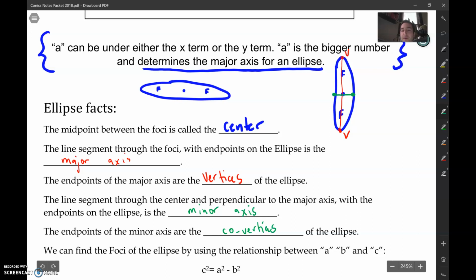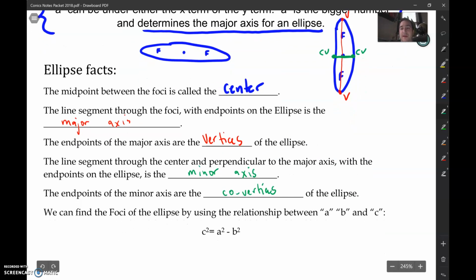If you're the major axis, then think of yourself as the pilot, right? You don't have to have co attached to your name. You own the vertices. But if you're the minor axis, you're like the co-pilot, right? You're a pilot in training. So the minor axis has the co-vertices, we'll label that with CV, and the major axis has the vertices.